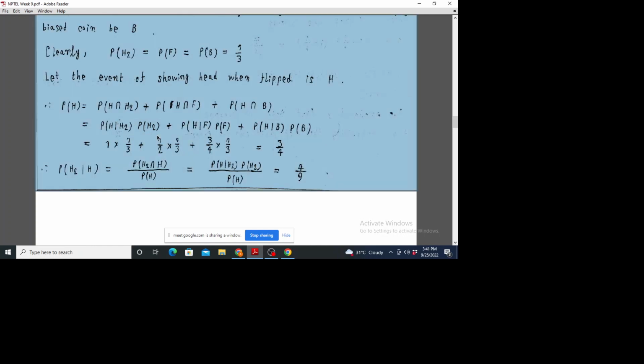P(H|H2) is 1, because given you have drawn the two-headed coin, what is the probability of finding head? It is 1, and multiply this with P(H2), the probability of drawing the two-headed coin, which is 1/3. Similarly for the fair coin, the conditional probability of showing head is half, and the probability of drawing it is 1/3.